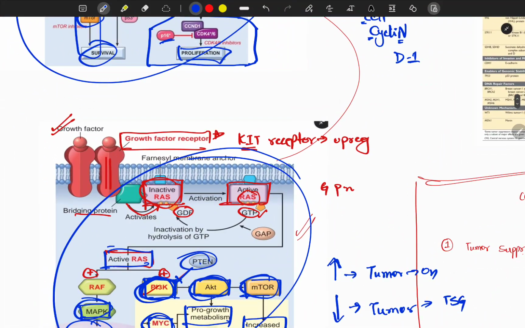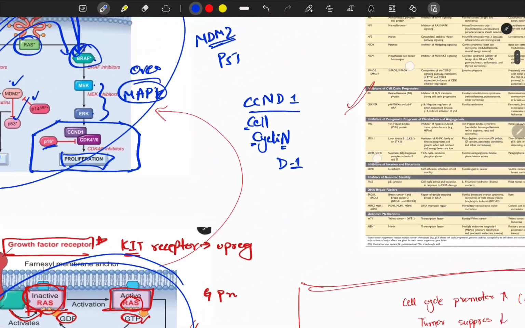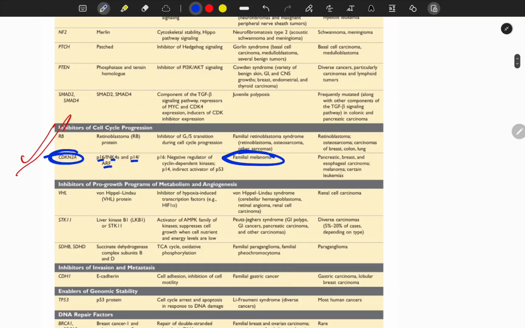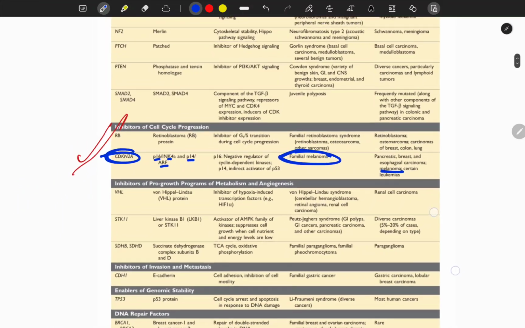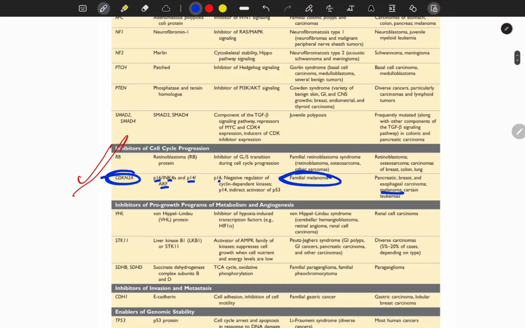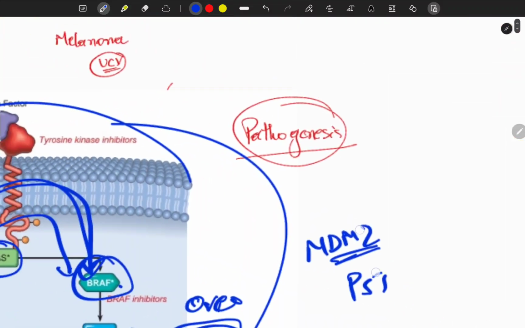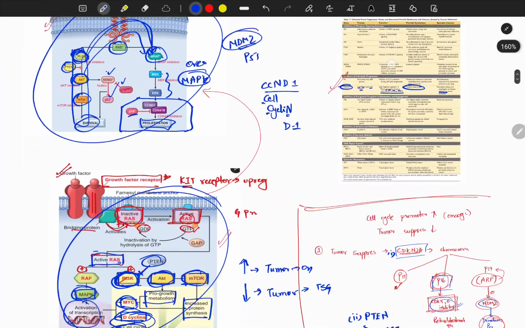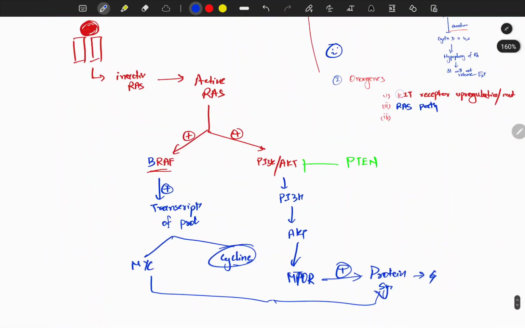I explained the PTEN, what it is, and coming over here, that's how we are going to do CDKN2A, P16 or INK4A, and P14, that is ARF. Here, familial melanoma or sometimes sporadic melanoma is also caused. P16 is the negative regulator of cyclin dependent kinases, CDK, and P14 is the indirect activator of P53. How do you know? MDM2. So that's it. I hope this helps, Ray. I think I'll remember it for the rest of my life.